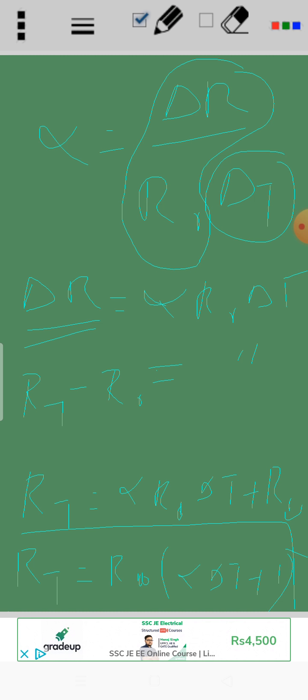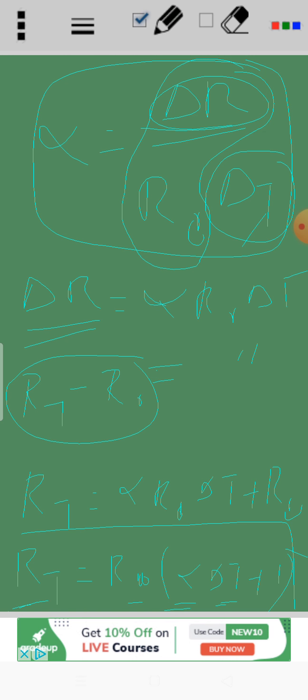From this formula you can find the change in temperature if you are given the initial value, the rise in temperature and the coefficient of resistance. And you can find the coefficient of resistance if you know the change in temperature. Delta R is nothing but the final value minus the initial value, and R naught is the initial value. So this is the temperature rise in resistance.